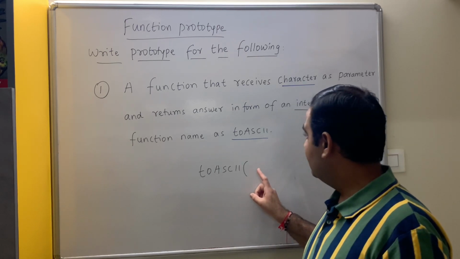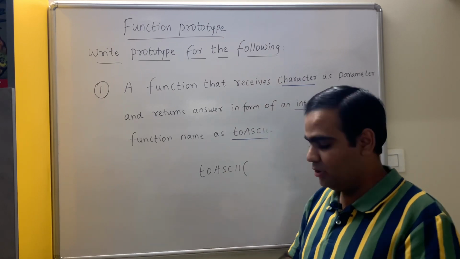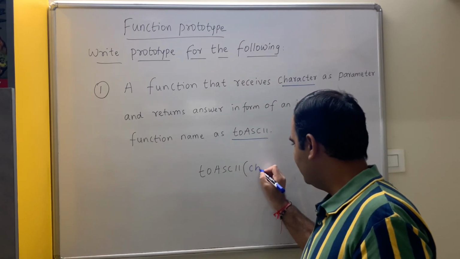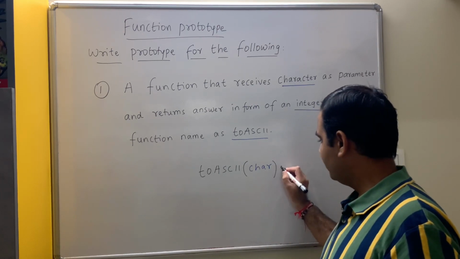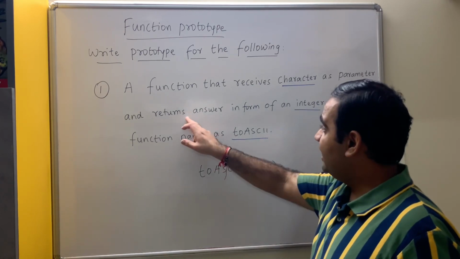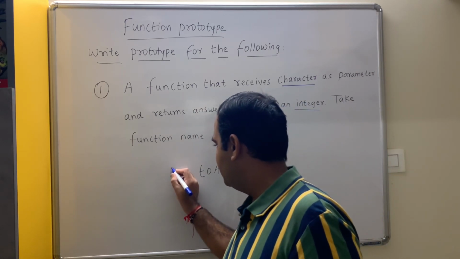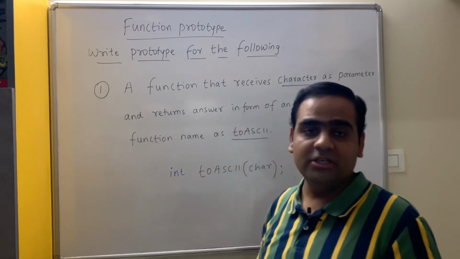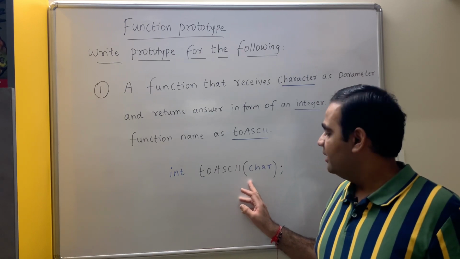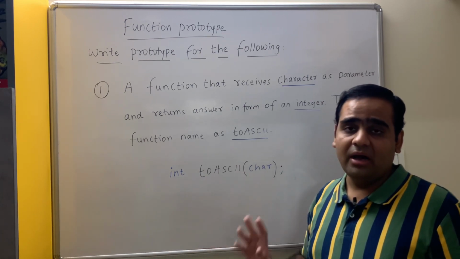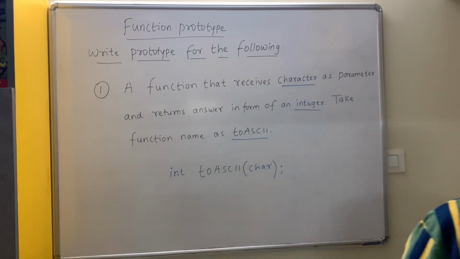Here we write the input to the function, a function that receives character as an input. Therefore, here we write char because it takes character as an input, only one input. And it returns answer in the form of an integer. What should be the return type? Return type is integer. Now we say toASCII is a function which takes any character as an input and returns the answer in the form of an integer. We'll see some more examples.